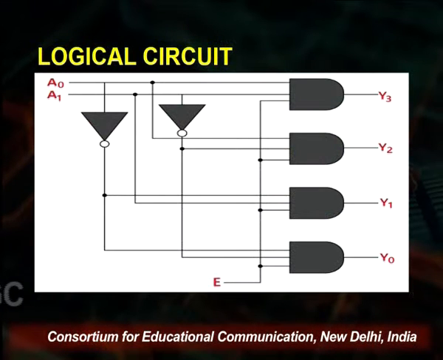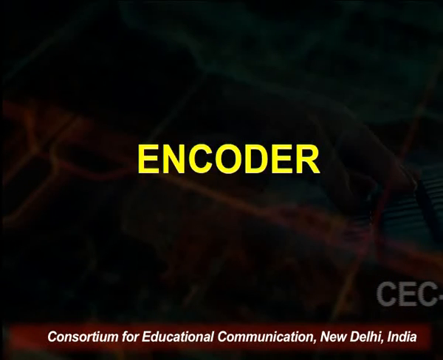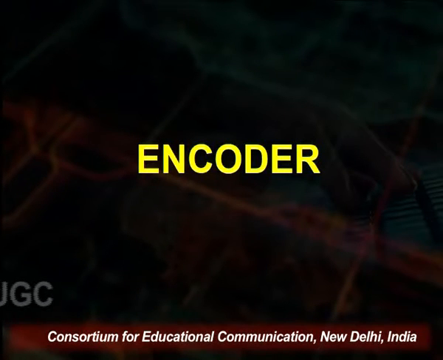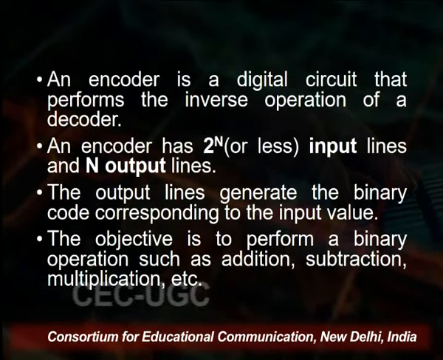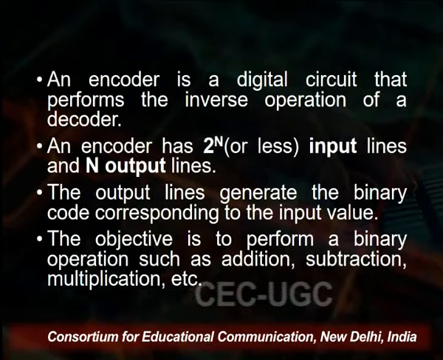These expressions are being represented by this logical circuit, where we have an inverter and an AND gate here. Let's look at the next circuit, which is an encoder circuit. As we just learnt about a decoder, an encoder is the reverse of a decoder circuit. So what does it do? An encoder is a digital circuit that performs the inverse operation of a decoder.